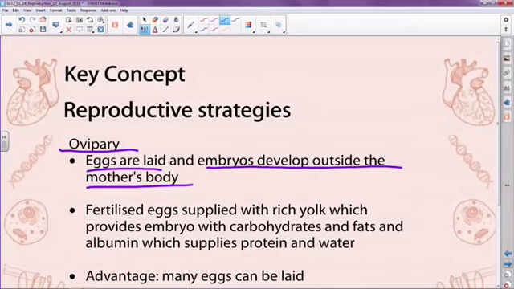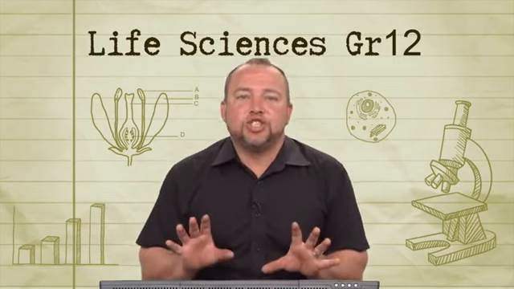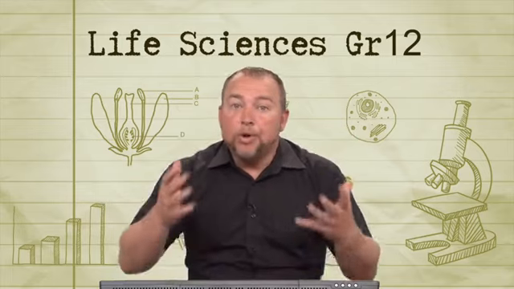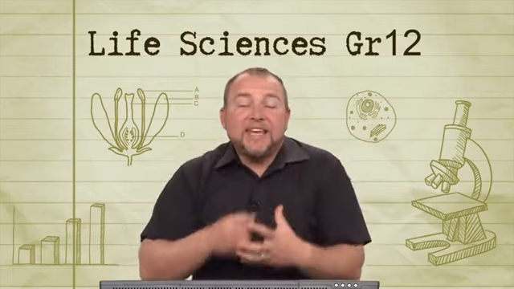Eggs are laid and embryos are produced outside of the mother's body. So here's one, the best one that we all should know: a chicken. A chicken lays eggs. A bird lays eggs. So what actually happens is they lay an egg and then they keep it warm.